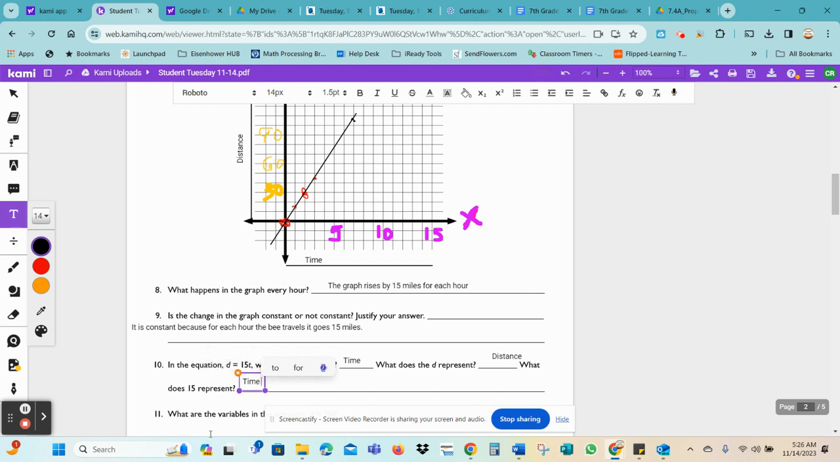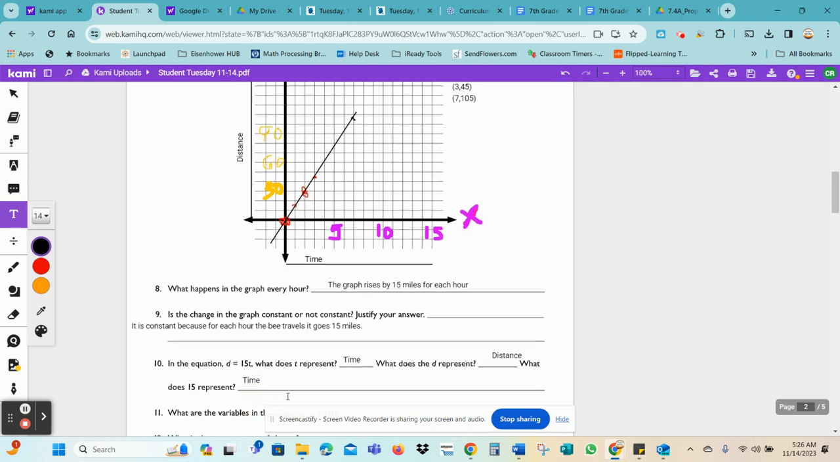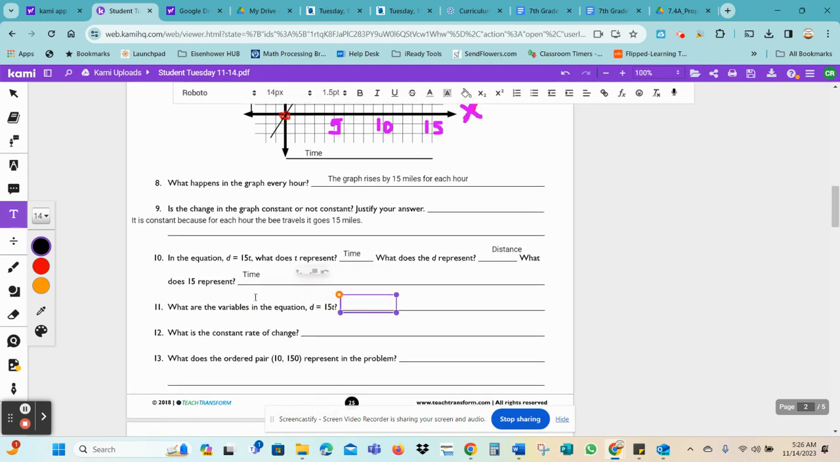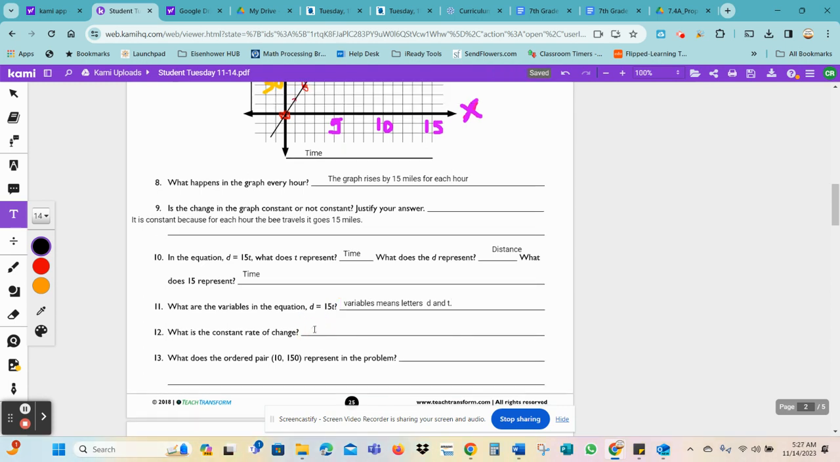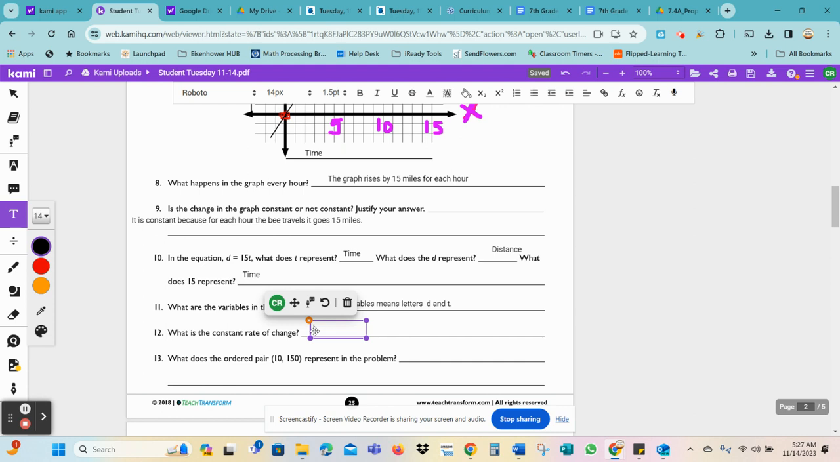All right, what are the variables in our equation? So the variables are the letters that we're looking at. So, when we put it here, variables means letters. So, what are the letters that we're using in here? D and T. And what is the constant rate of change? Remember, what is consistent? The constant rate of change is 15 miles per hour.